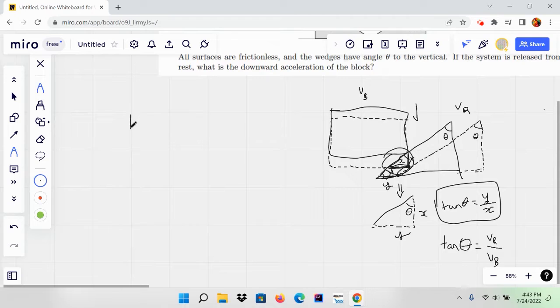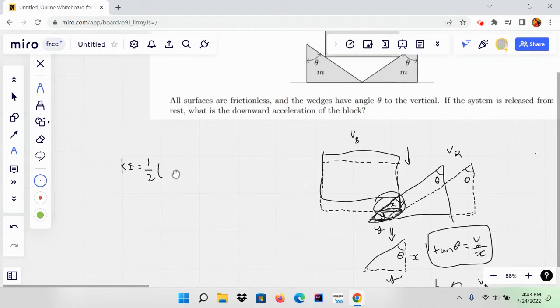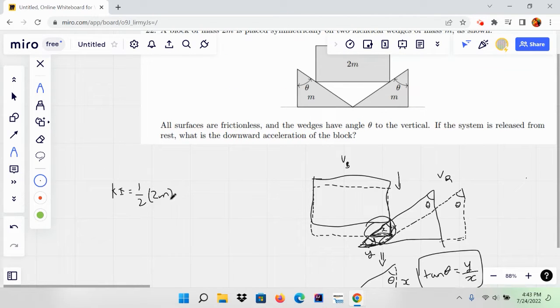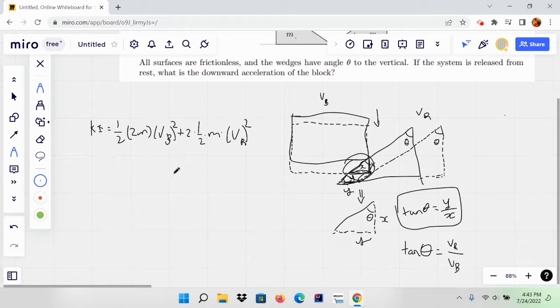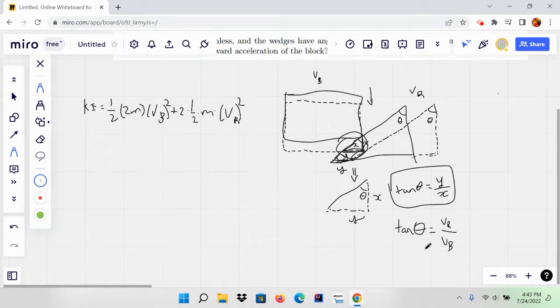So we can say KE is equal to 1/2 times the mass of the larger block, which is 2m, times the velocity of the larger block, VB squared, plus 2 times 1/2 times the mass of the ramp times VR squared. The reason we multiplied by 2 at the beginning is because there are ramps on both sides. Now we know that VR, the velocity of the ramp, is equal to V block times tan theta, so we can plug that in for VR right here.